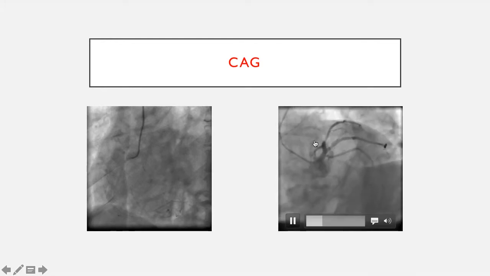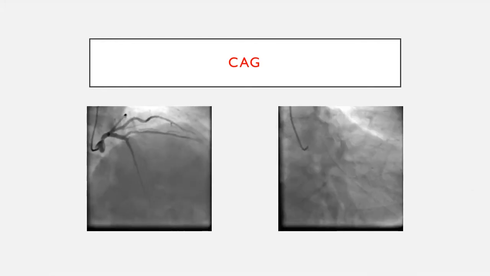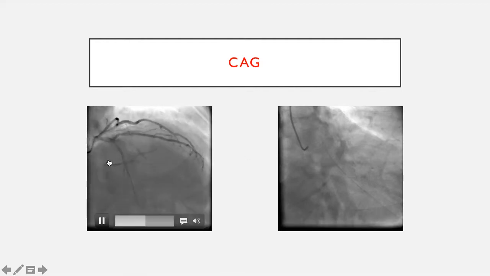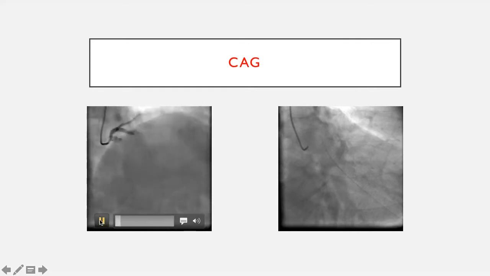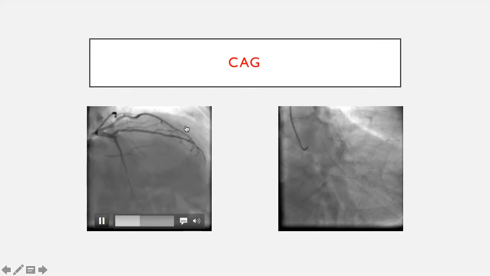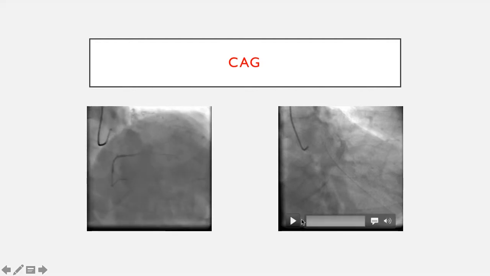This is the left system showing total occlusion of proximal LAD. Proximal LAD is completely occluded. There is one septal which is probably filling PDA, and LCX and diagonals are giving collaterals to PLVB branches.